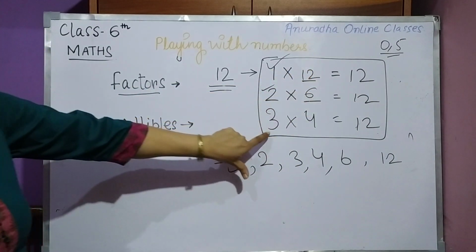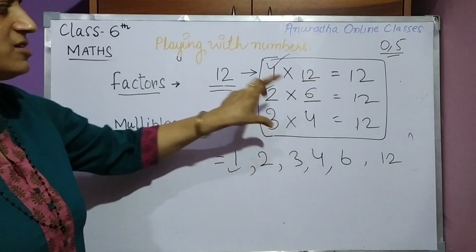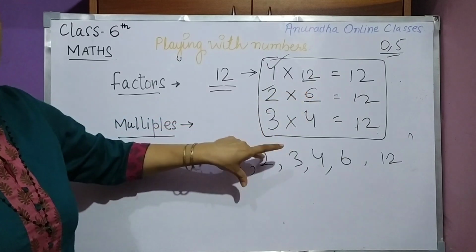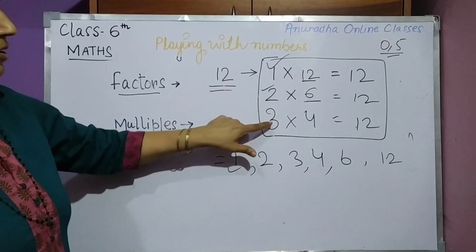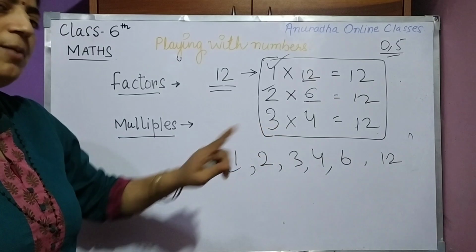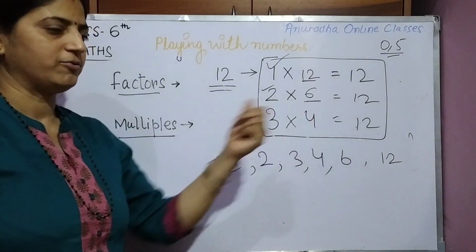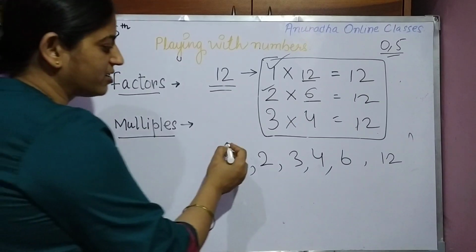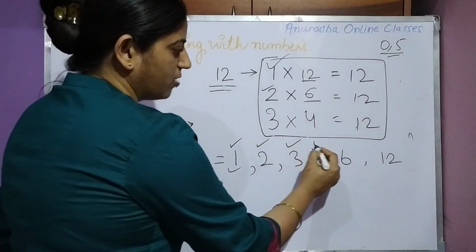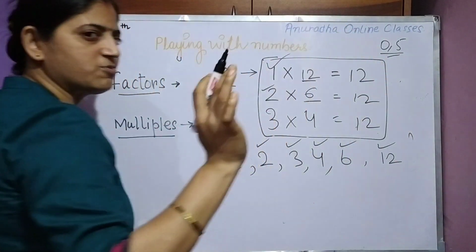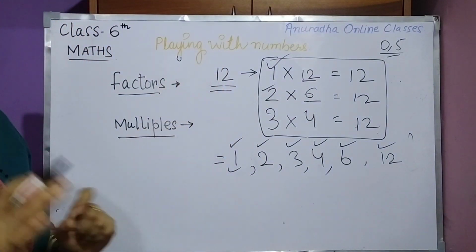Why are we not writing here 6 into 2? Because 2 into 6 or 6 into 2 both are the same. 3 into 4 or 4 into 3 both are the same. Product of 3 and 4 is 12. So we got how many factors? See, 1, 2, 3, 4, 5 and 6 factors. So 12 is having 6 factors.